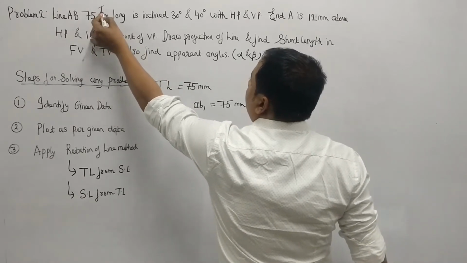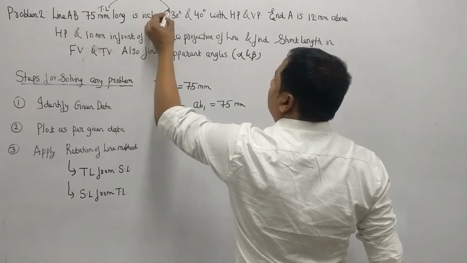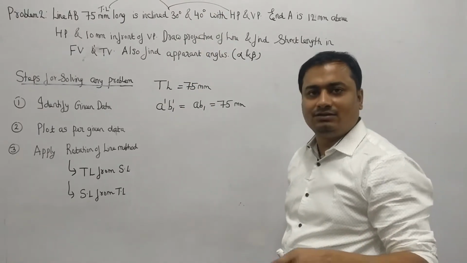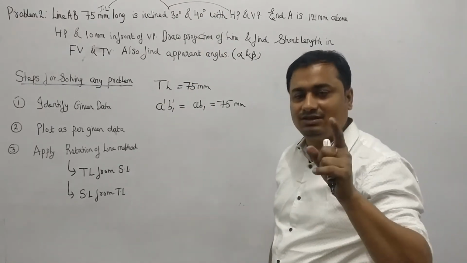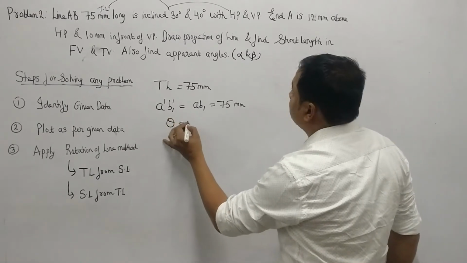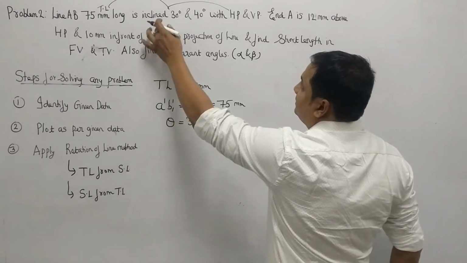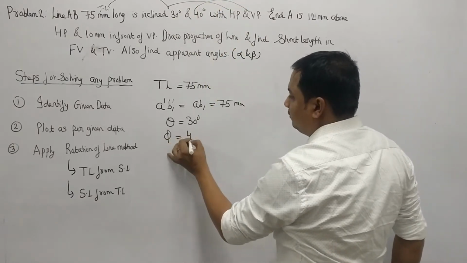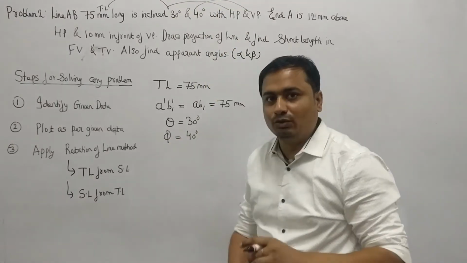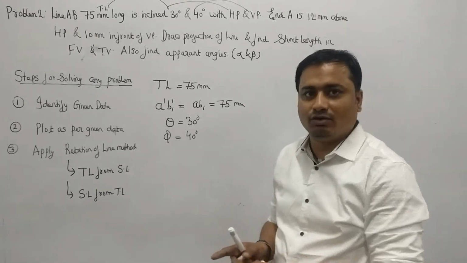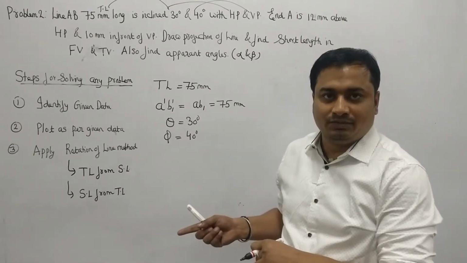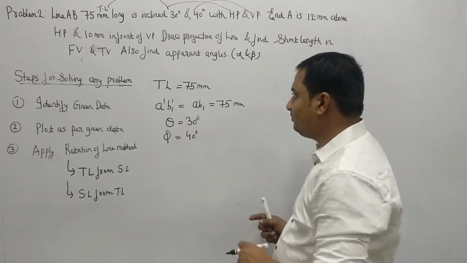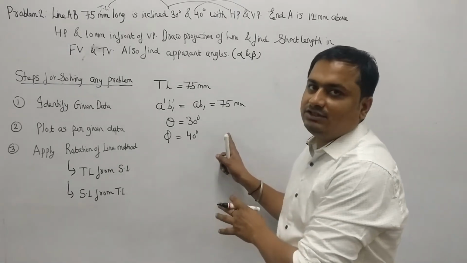Now the true length is inclined 30 degrees with the HP. When the true length is inclined with HP, that is theta. So theta is given to us as 30 degrees. The true length is inclined 40 degrees with the VP, so that is phi, 40 degrees. This is very important. Don't get confused: these are theta and phi because these are the true angles. So these are the data given in the problem.